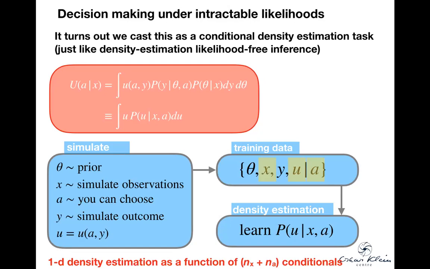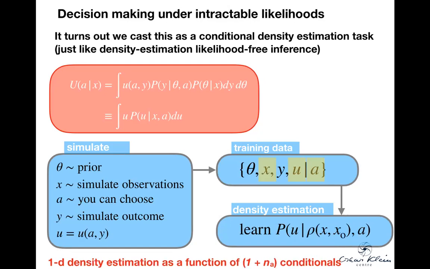And if we want to go even further, we can put an ABC style distance metric in there instead. So we can learn P of utility given the distance from the data that we observed and action. Okay, so now we've squashed the dimensionality down even more. And then we can just calculate that thing at 0 distance in the end.